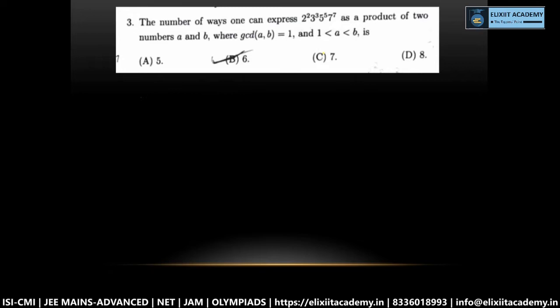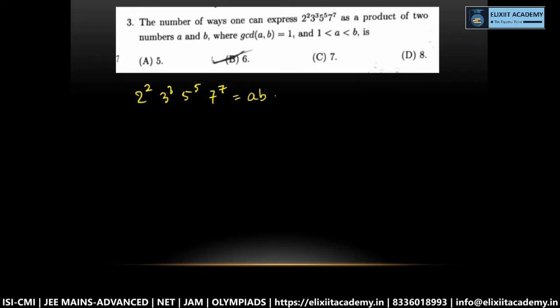So we have to find the number of ways in which we can represent this number, which is 2 square, 3 cube, 5 to the power 5 and 7 to the power 7, and certain conditions are given that we'll see. So basically we have to represent this number as the product of two numbers A and B, where GCD of A and B is equal to 1, and one more condition, that is 1 less than A less than B, is given.